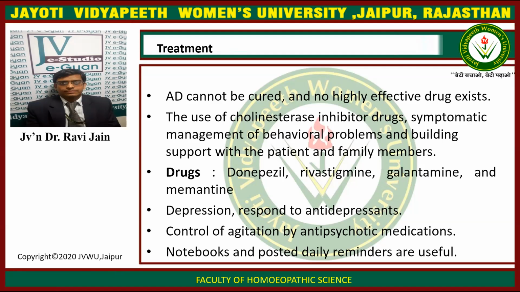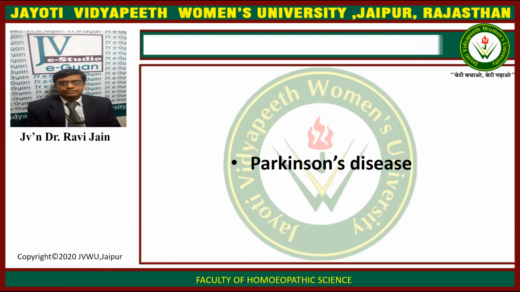Depression can be treated with antidepressants, and agitation can be controlled with antipsychotic medications. A notebook and daily post-it reminders are very useful. You can write on a piece of paper so that you do not forget these things. This was all for Alzheimer's disease.